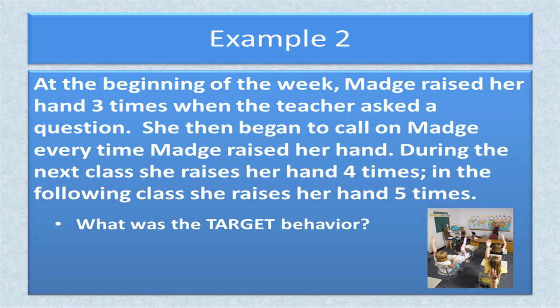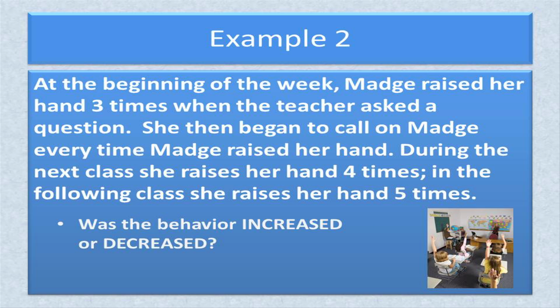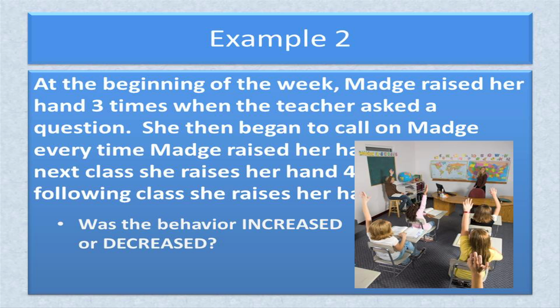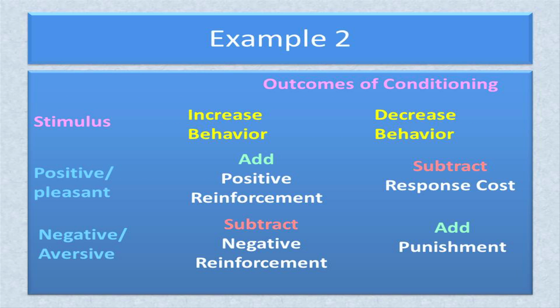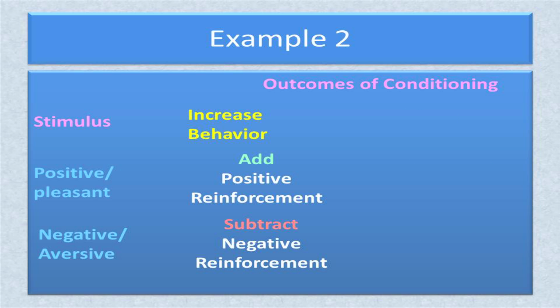First, what was the target behavior? Did you say Madge raising her hand? Excellent. Next, was the target behavior of raising hand increased or decreased? Right. Madge increased her raising her hand behavior. So, we can eliminate 2 possible operant conditioning techniques, response cost and punishment, because those techniques result in a decrease in the frequency of the target behavior.